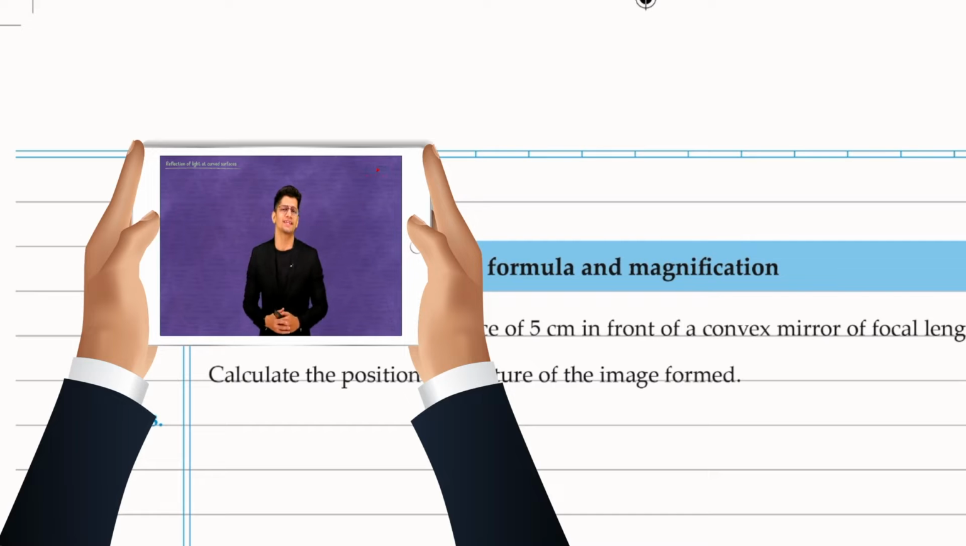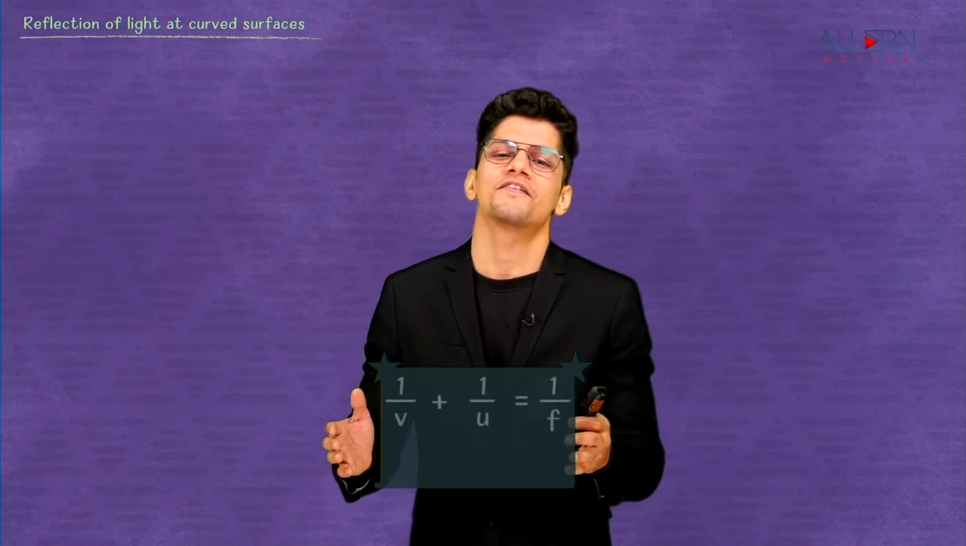So when you draw the ray diagrams, it's very easy to identify the positions of the object and the image. But what if we don't have a diagram with us? How do we measure the distances of the object and the image from the mirror? For that, we need to use something, and that something is called the mirror formula.